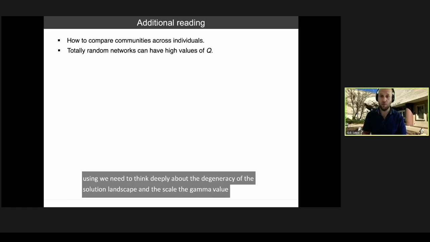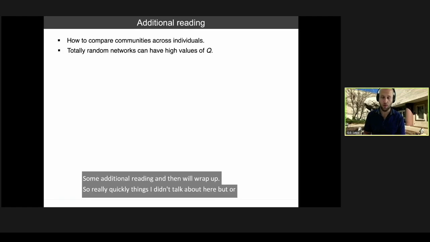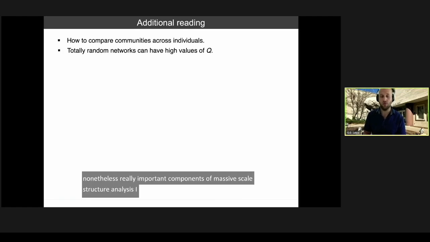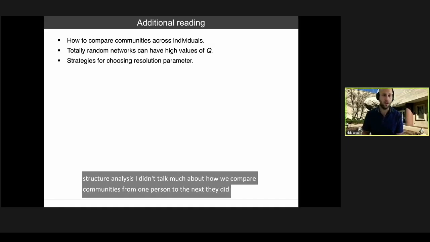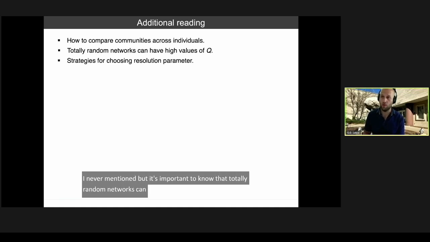I never mentioned, but it's important to know, that totally random networks can have high values of Q. So Q in and of itself, although we use it as a proxy for the quality of a partition, its absolute value is totally meaningless, and it depends on lots of other properties of a network. Entirely random networks can have very big Q under certain circumstances. And I also didn't address any of the strategies for how to choose either the structural resolution parameter or the weights of interlayer coupling.